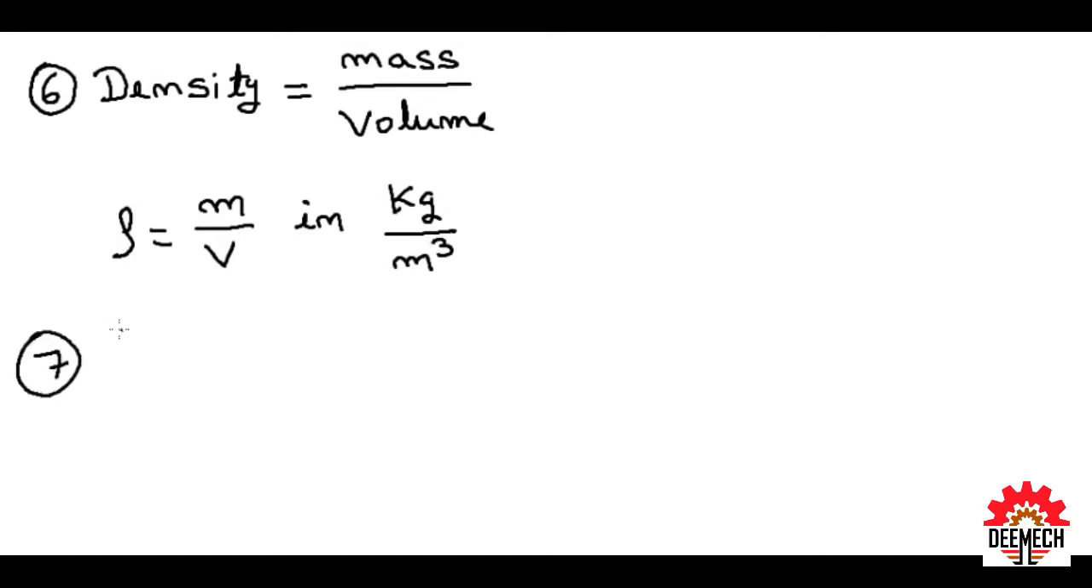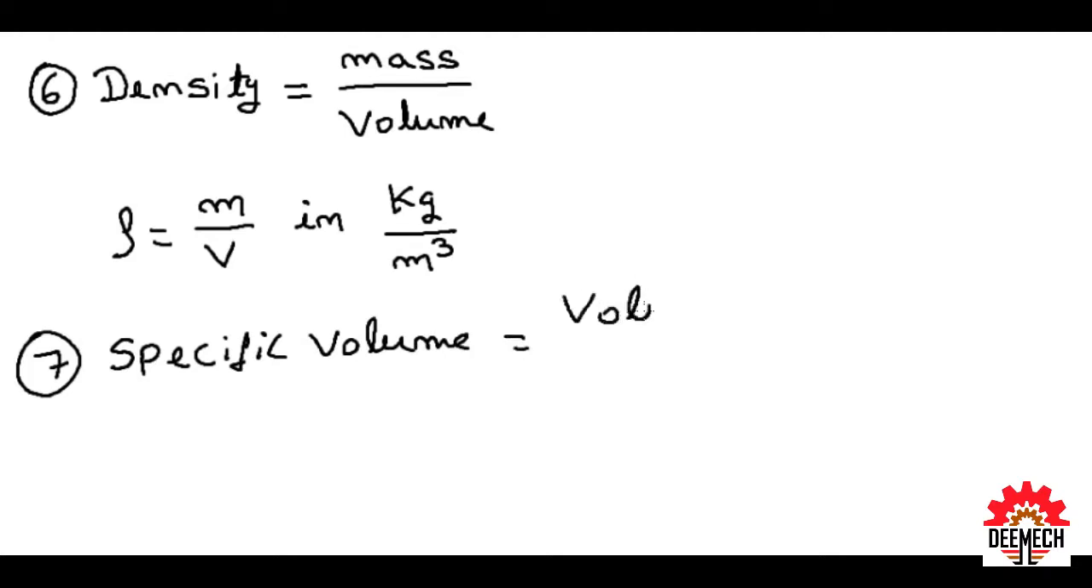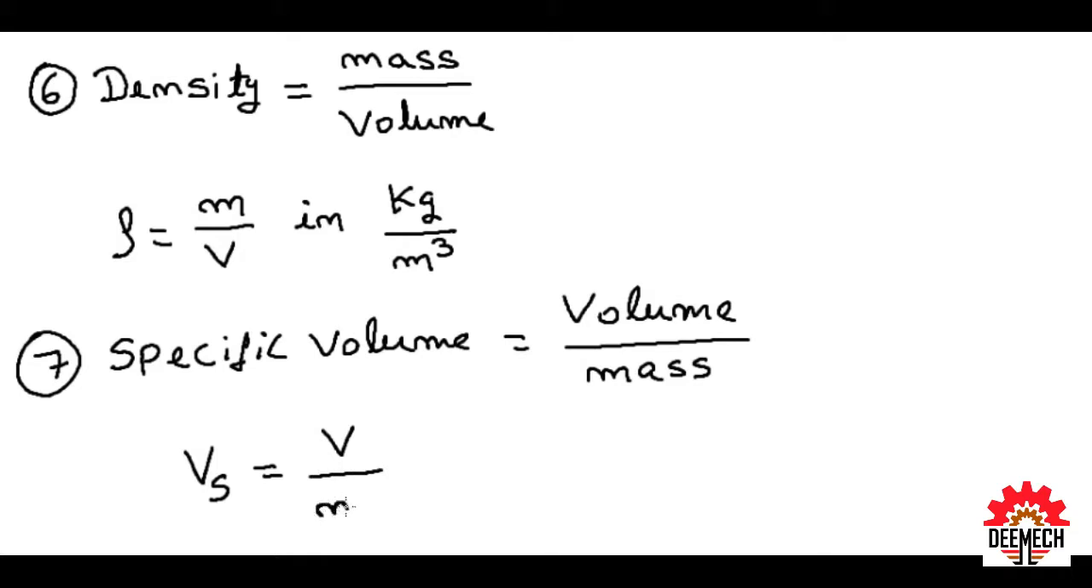Number 7 is specific volume. Specific volume is given by volume by mass. Specific volume is denoted as V suffix S, that is Vs, equal to capital V divided by small m. Here the unit of volume is meter cube and the unit of mass is kg. Therefore, the unit of specific volume becomes meter cube per kg.